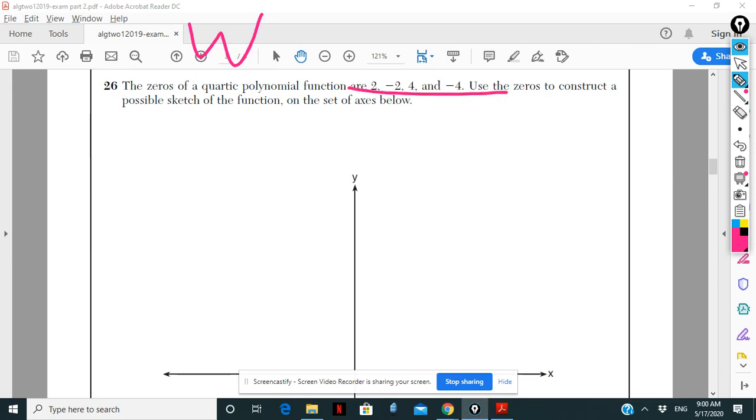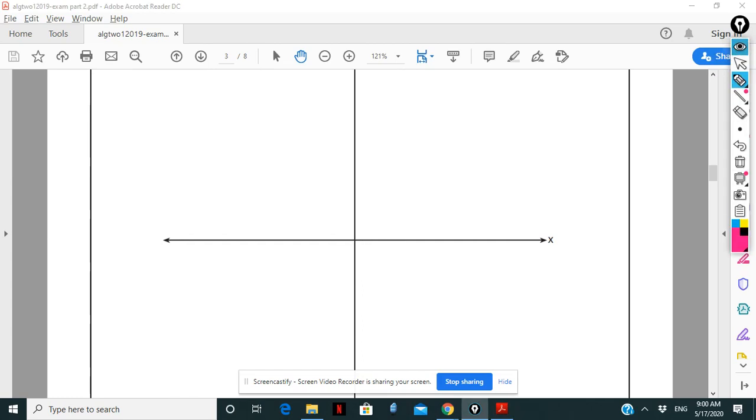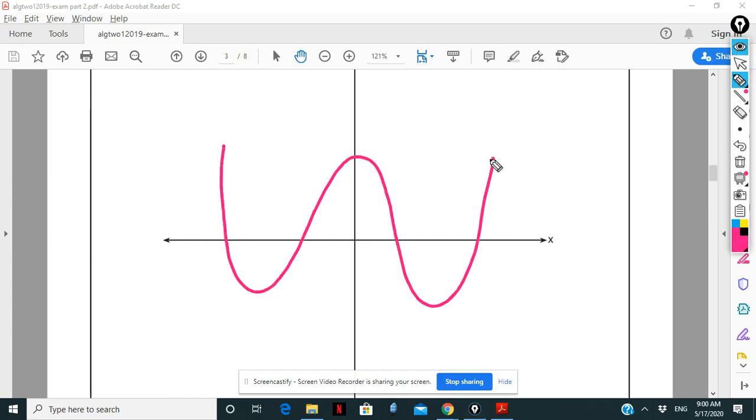So what I'm going to do, I'm sketching now here, and I'm going to do it like that, the W shape, and I'm going to name the points. The points are negative 4, negative 2, 2, and 4.